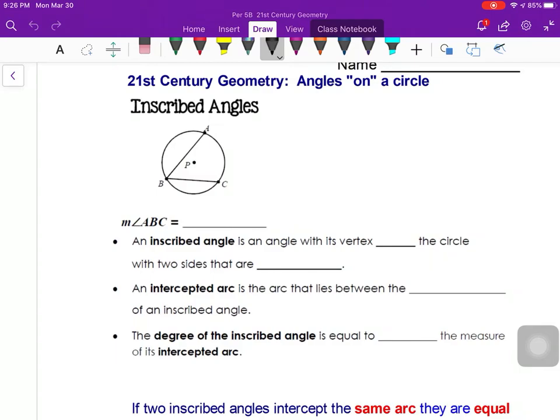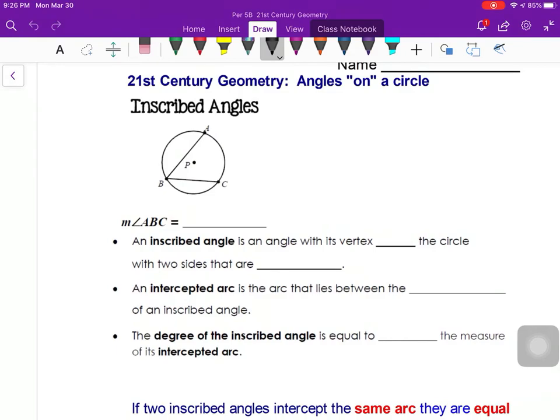Okay, so just to recap, so far in this chapter, we had some vocabulary, and then we talked about a central angle. A central angle was an angle that had its vertex at the center of the circle, and the measure of the central angle was exactly equal to the intercepted arc. So on a central angle, the angle and the arc are equal to each other.